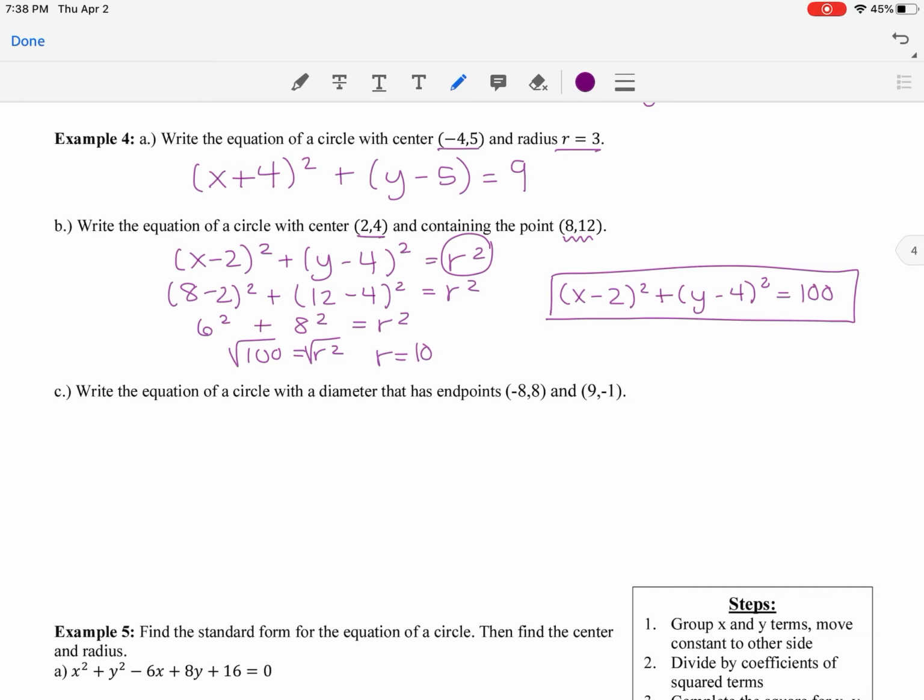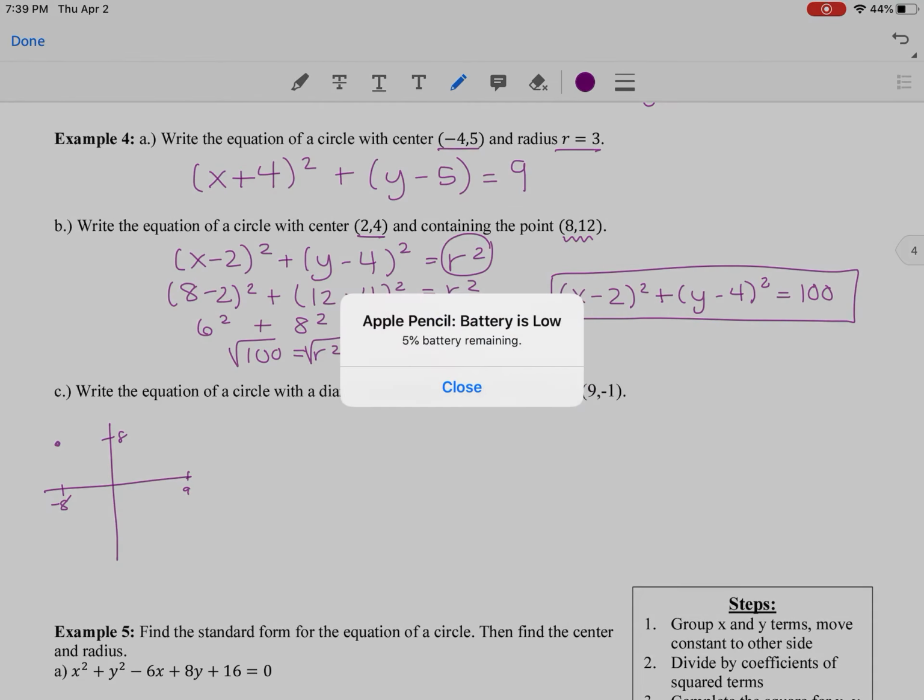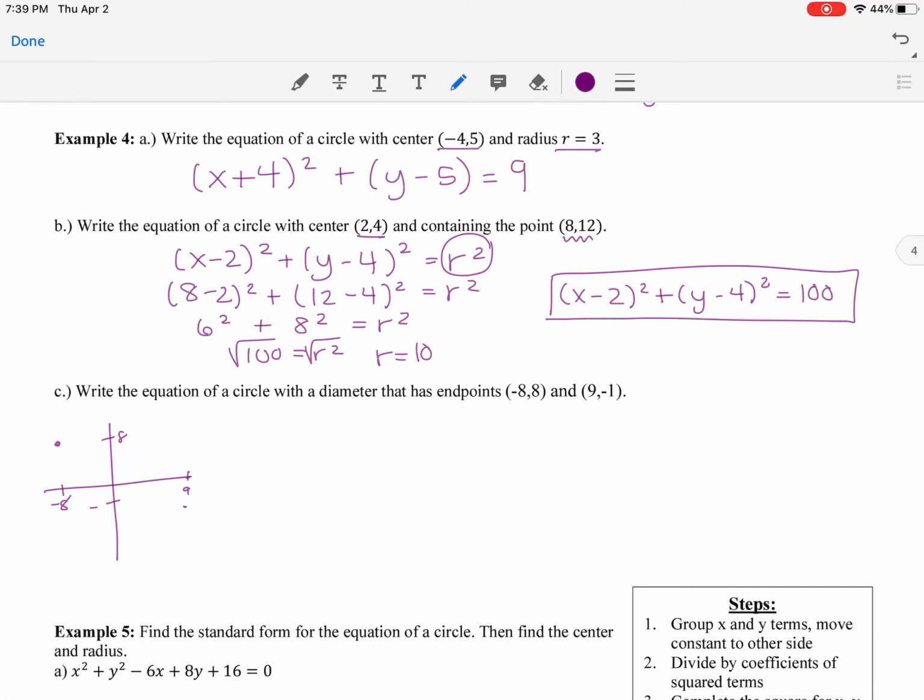Okay. Write the equation of a circle with a diameter that has these endpoints. Okay, this is similar to the last one, but the problem is we don't know the center. If I could figure out the center, then it's almost identical to what we just did above. Whether you think about this graphically, and you're like, well, negative 8, positive 8 is up here, and positive 9, negative 1 is over here, and we connect the points and think about the center that way. Or you think about it algebraically as taking the average of the x's and the average of the y's. Somehow you need to find the center.